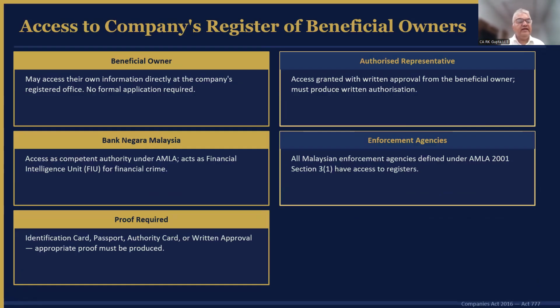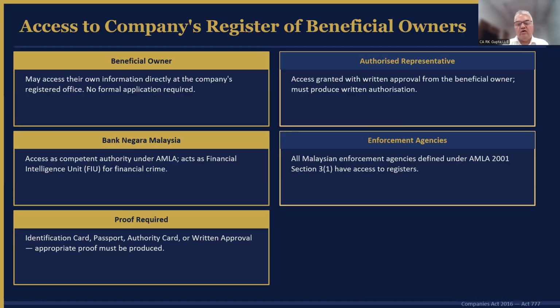A beneficial owner may access their own information directly at the company's registered office. No formal application is required. In case of an authorized representative, access is granted with written approval from the beneficial owner, and they must produce written authorization. Regarding Bank Negara Malaysia, access is as competent authority under AMLA, as it acts as Financial Intelligence Unit for financial crimes.